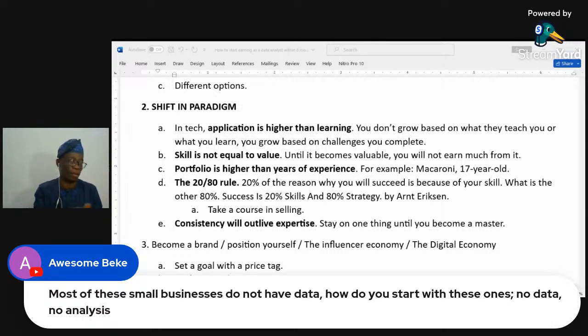Some of them have the data, but it's manual, maybe in a notebook. So you can help them. They can pay a typist or somebody to help them type. You create the Excel sheet, and the person can help them type the data into the Excel sheet.